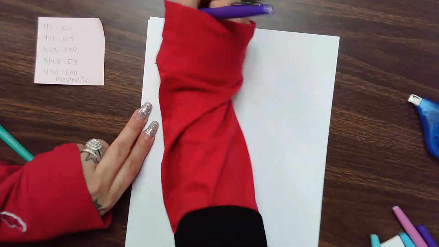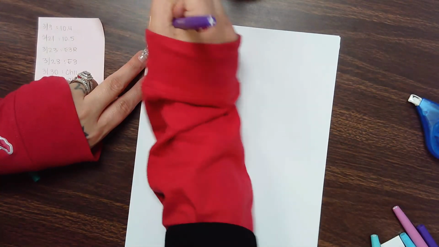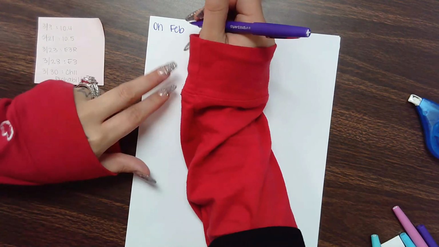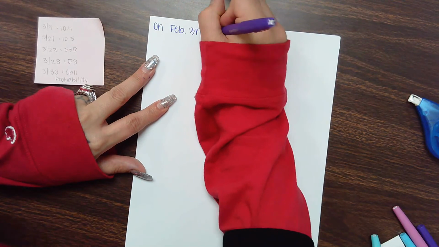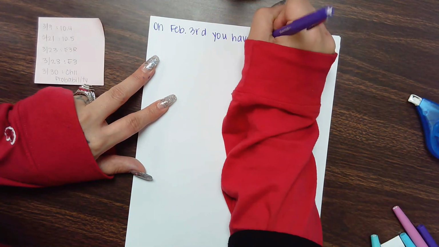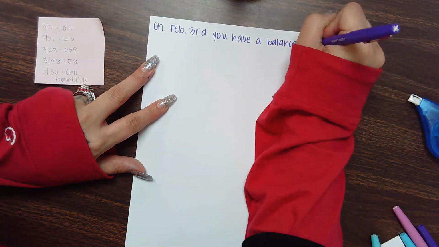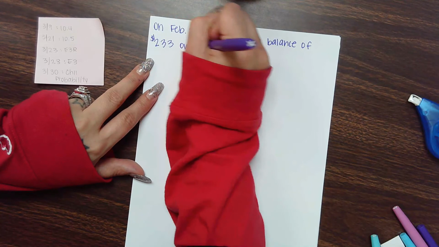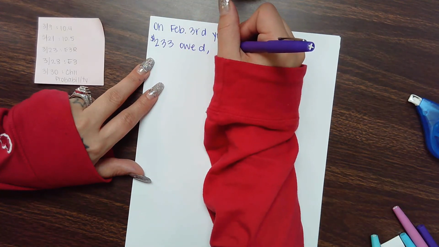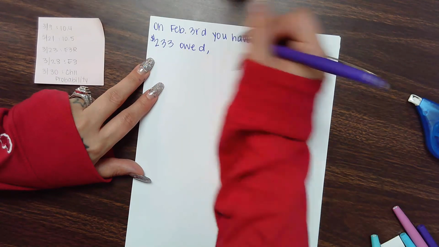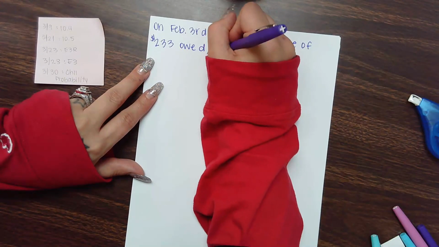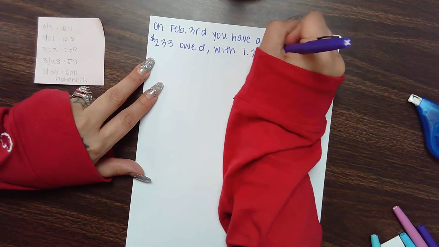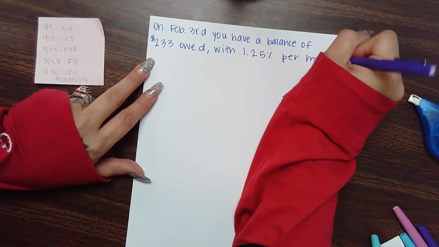So let's say, and I guess I could have written example already. If y'all wanna write example, y'all can, okay? On February 3rd, you have a balance of $233 owed. You have a balance of $233 owed. I can't remember the exact wording right here. With 1.25% per month interest.